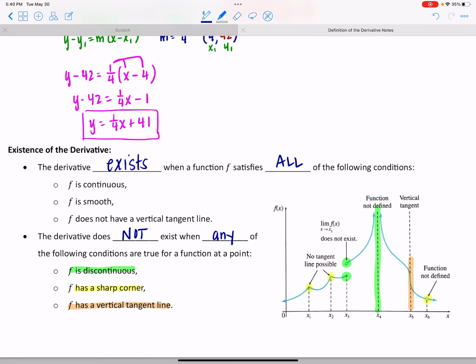Okay, so if we see one of those things occurring on a graph, it's not something we can find a derivative for. But in general, we're going to be finding derivatives. Okay, so when we're finding derivatives, we're finding slope, specifically the slope of a tangent line that is an instantaneous rate of change.